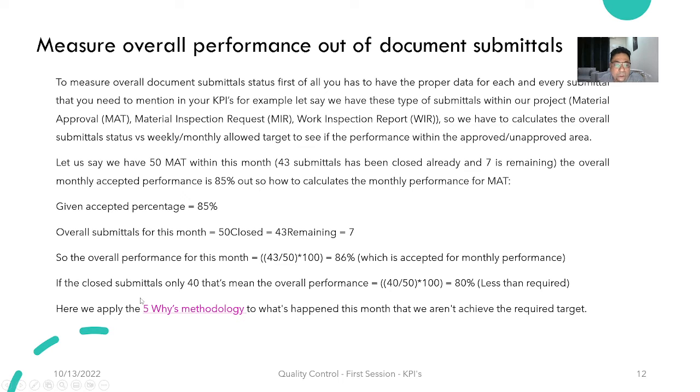If the closed submittal is only 40, that means the overall percentage is less than the required overall percentage for the specific month. So that means we need to check the 5 whys here, and see the SMART formula here, and also the 5 whys approach to see why we are doing less than the required overall percentage in this month.